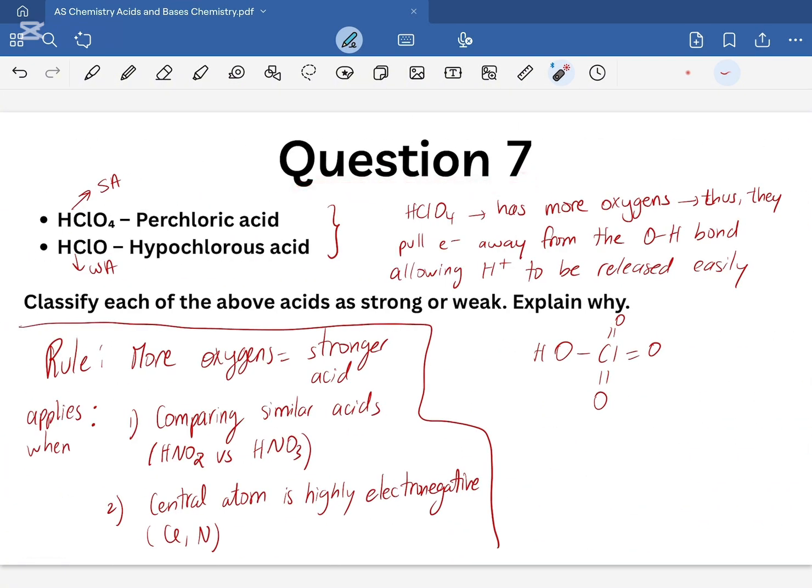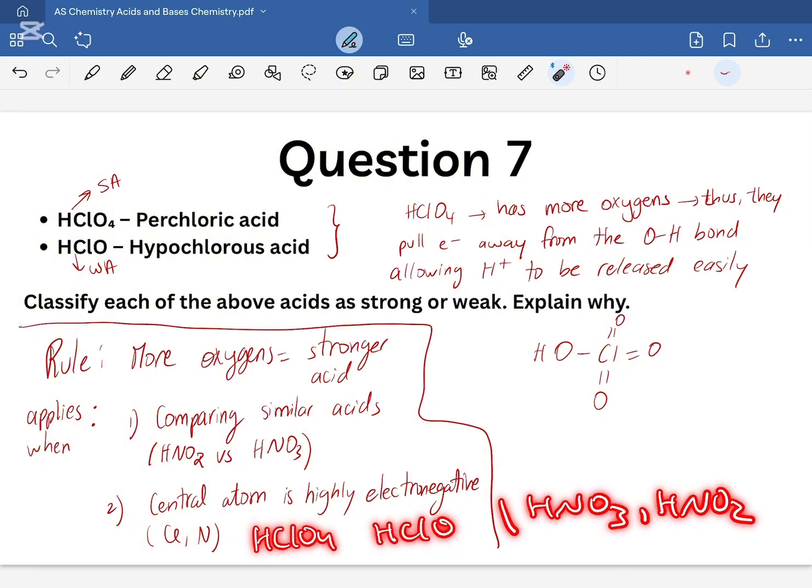Question 7. Classify each of the above acids as strong or weak and explain why. So we have perchloric acid and we have hypochlorous acid. I just want to mention a rule that when we have more oxygens around the central atom, this is going to lead to a stronger acid. And this applies when we're comparing similar acids like HNO2 and HNO3, and when the central atom is highly electronegative, as in this case, HClO4 and HClO, or HNO3 and HNO2.